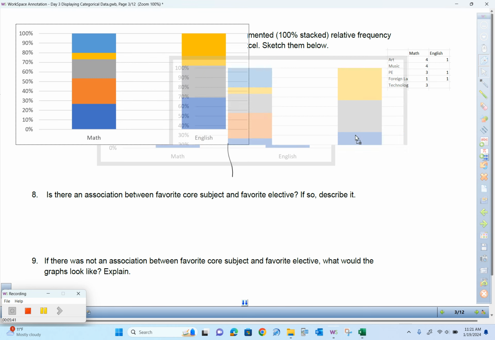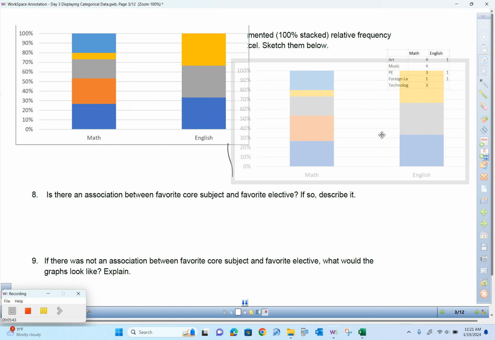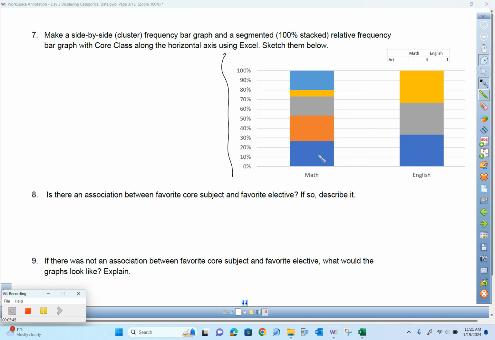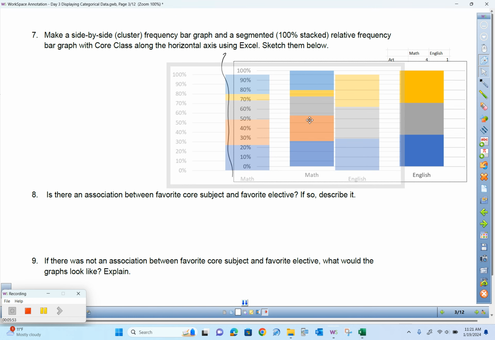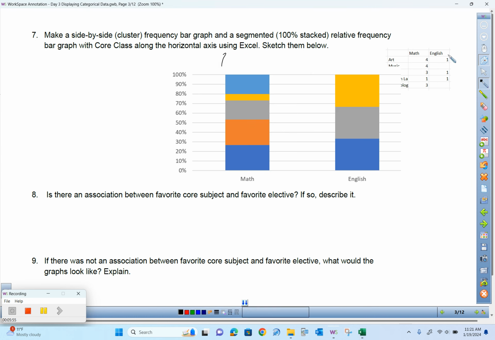So over here, you'll notice that under the math column, this first percent here is almost to 30. So let's do some math calculating, and I want you to write it directly on your graph here. These are the numbers from the table. Since we're focusing on math and English separately, we're going to total these up separately. So here we've got 15, and here we've got 3, for a grand total of 18.